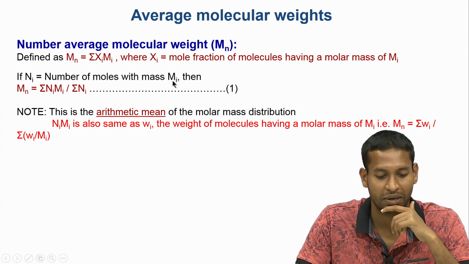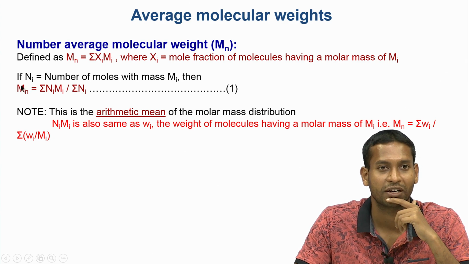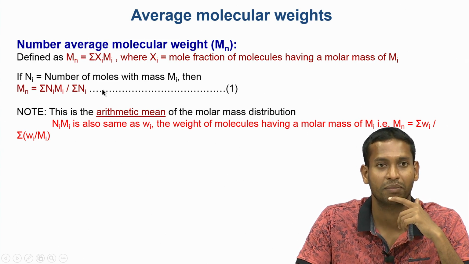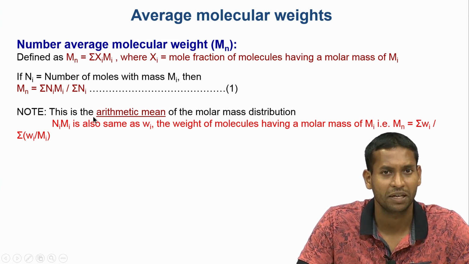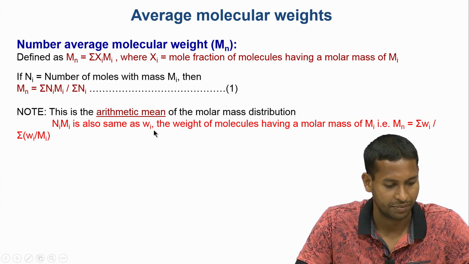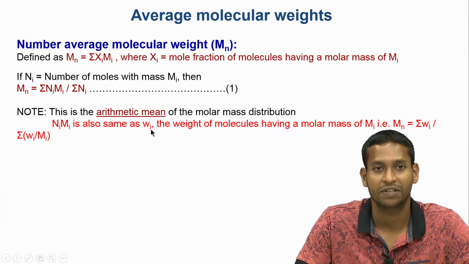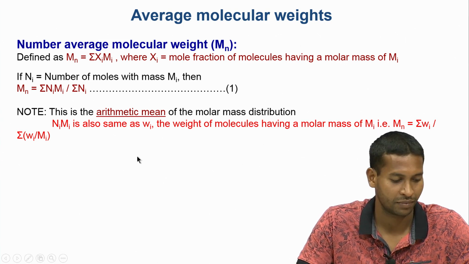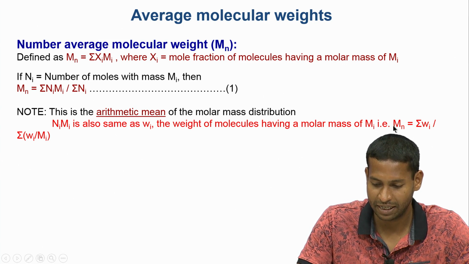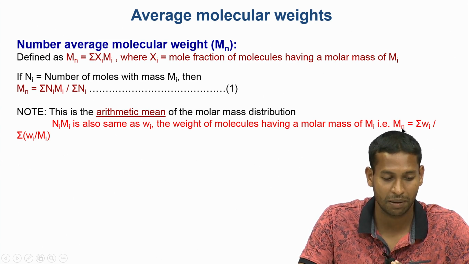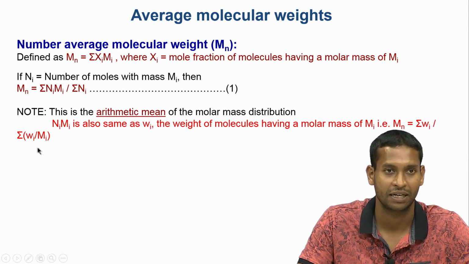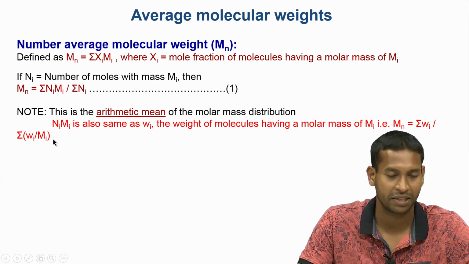Further, let us say if Ni represents the number of moles with mass Mi, then the number average molecular weight will be nothing but the sum of the Ni Mi divided by the total number of molecules, which is the summation of the Ni. Note this is the arithmetic mean of the molar mass distribution. Ni Mi is also the same as Wi, which is essentially the weight of the polymer having the mass Mi. So, we can also write the number average molecular weight Mn as the summation of the weights of the chains divided by the summation of the weights divided by their molecular weight.